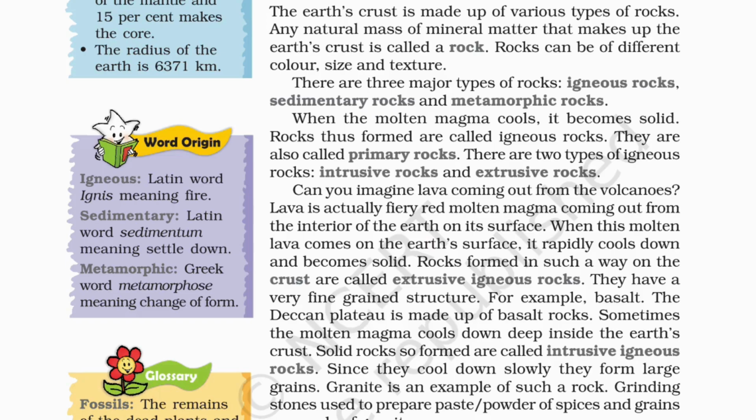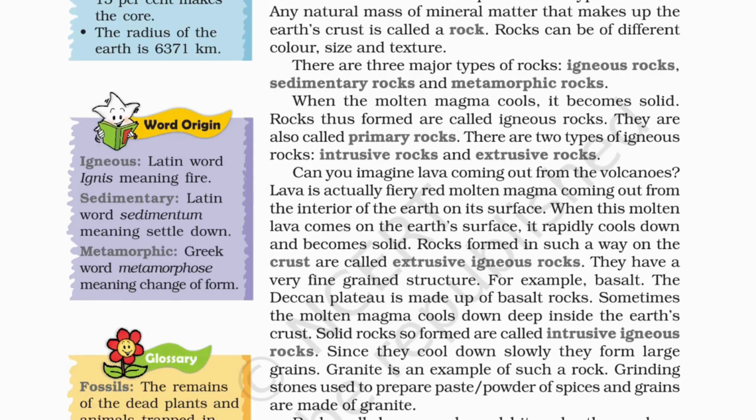Can you imagine lava coming out from the volcanoes? Lava is actually fiery red molten magma coming out from the interior of the Earth onto its surface. It is too hot, so it is red in color. When this molten magma comes onto the Earth's surface, it rapidly cools down and becomes solid as it comes in contact with the air. Rocks formed in such a way on the crust are called extrusive igneous rocks.